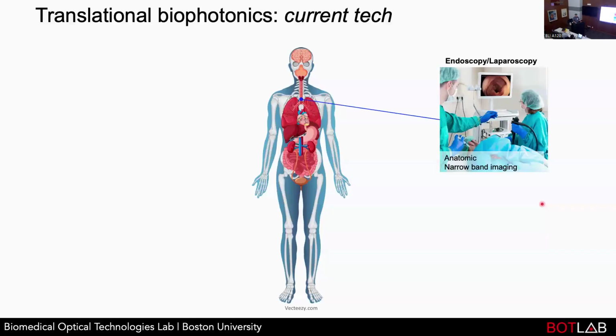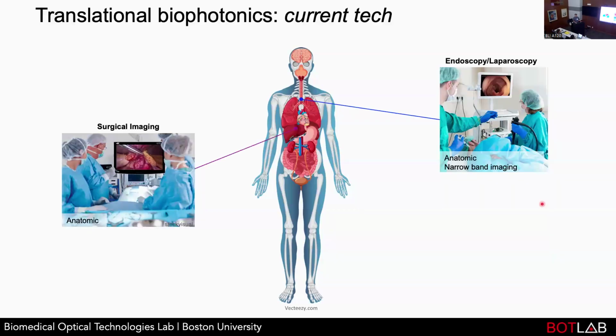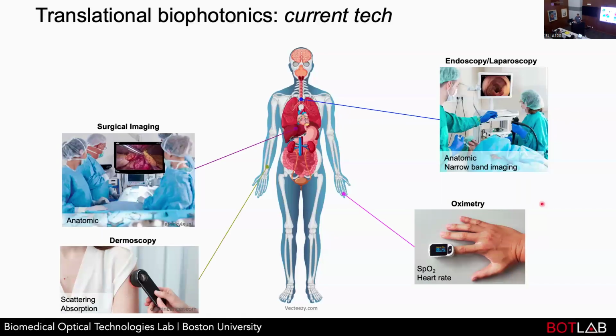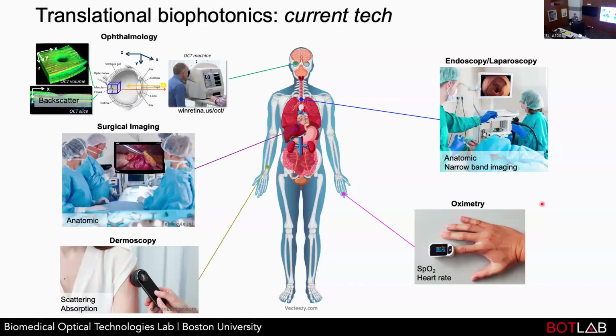We have things like endoscopy, laparoscopy, difficult to say, where you can look at the inside lumen of organs like the esophagus or the colon. Surgical imaging, where you'll have magnification to improve the accuracy of surgery. Oximetry, which is more in the diffuse optics realm, where you can get tissue oxygen saturation. Dermoscopy for skin lesions, and things like OCT, optical coherence tomography, for looking at the eye.